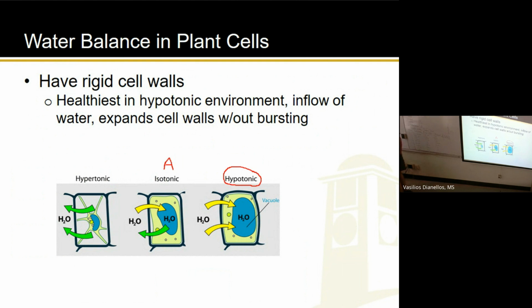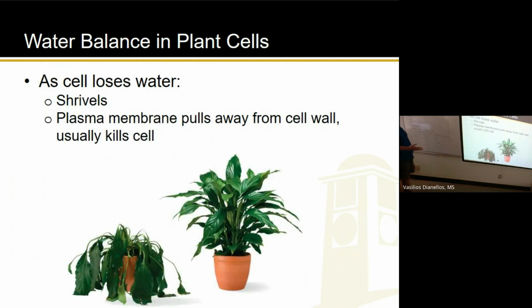All right, as plant cells lose water, and as any cells lose water, they start to shrivel. But in the particular case of plants, as that happens, the plasma membrane pulls away from the cell wall, and that usually kills the plants. Not always, but usually. Here you can see the same plant. The one on the left has not been watered, but when you water it, assuming you get to it in time before it dies, it'll turn into what it looks like on the right.